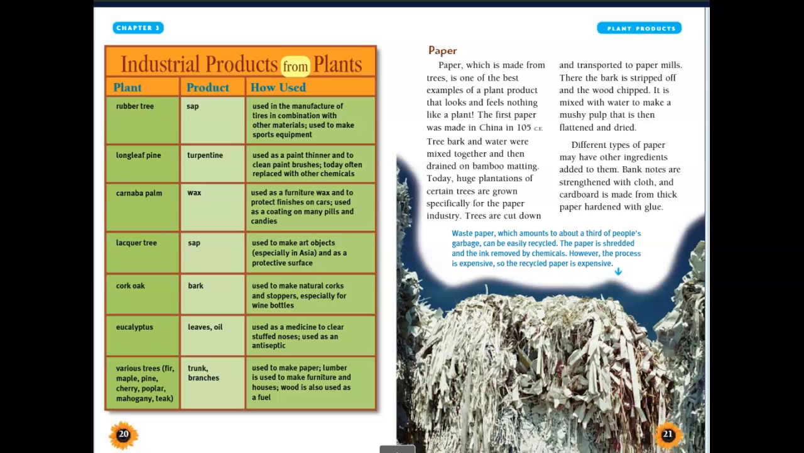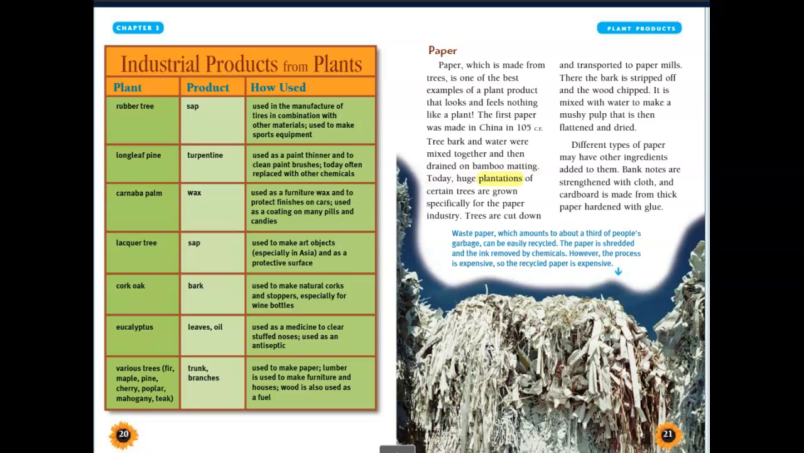Industrial products from plants. Fuel. Paper. Paper, which is made from trees, is one of the best examples of a plant product that looks and feels nothing like a plant. The first paper was made in China in 105 CE. Tree bark and water were mixed together and then drained on bamboo matting.